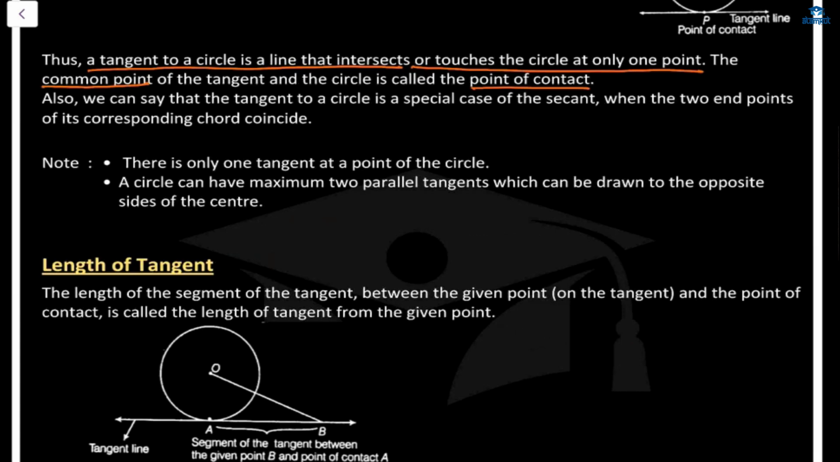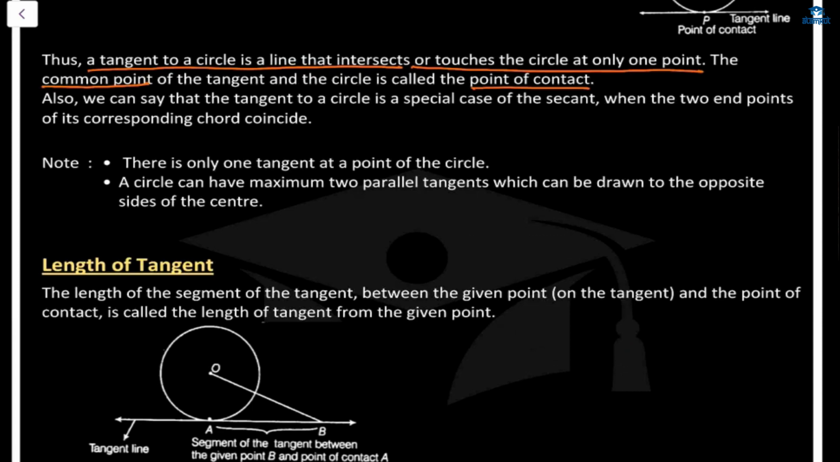Now there is only one tangent at a point of the circle. There will be only one tangent to that point of the circle because the tangent is touching at a single point. A circle can have a maximum of two parallel tangents, which can be drawn to the opposite sides of the center. Now tangents can be many, but how many parallel tangents will there be?